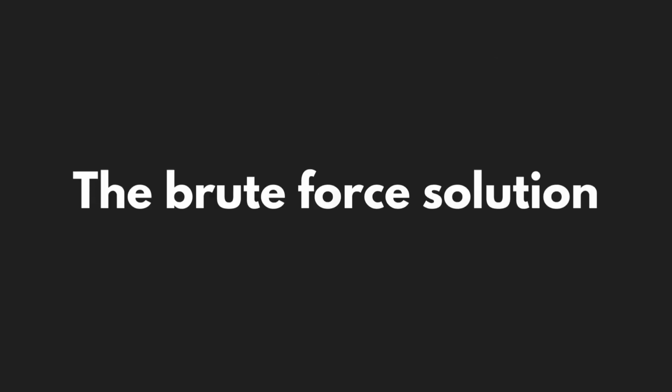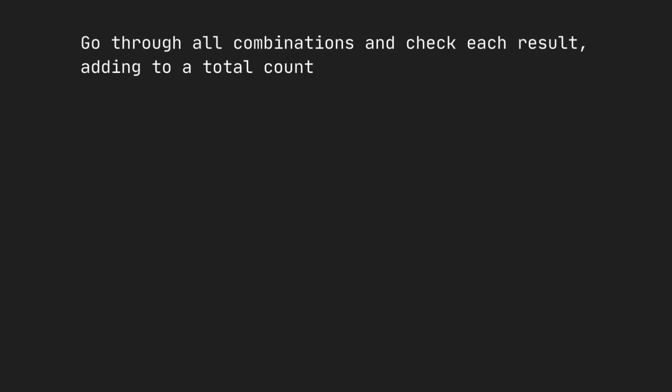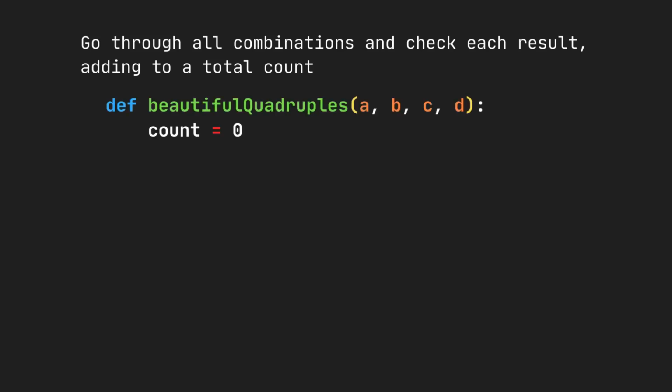So let's go over a quick brute force method, which should be fairly intuitive. What we can do is just go over all possible combinations, check the results, and then add to a running total, and then return that total. And that's basically it. Here I'm going to define a Python function. It doesn't need to be Python, obviously. I'm just giving it as an example. But we have our A, B, C, D as givens.